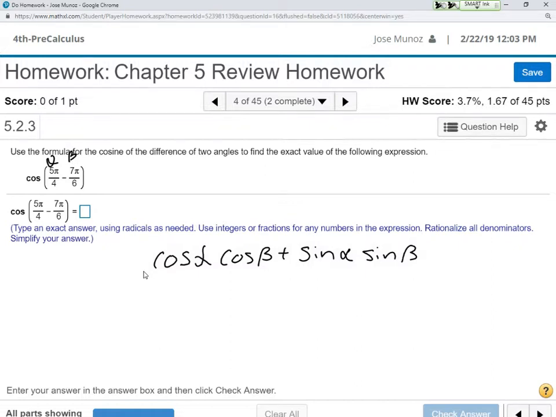Okay? All right, so I just plug them in. I don't have to at this point. We'll have to do some stuff for sines, but here's cosine. Here's the first two numbers: 5 pi over 4, 7 pi over 6. Okay.